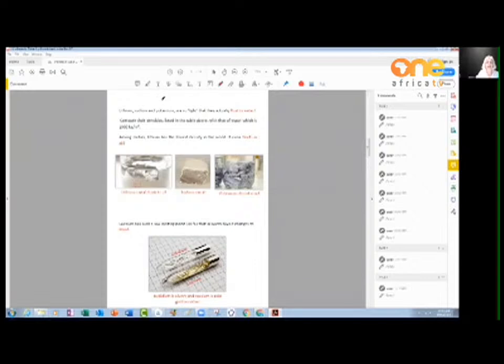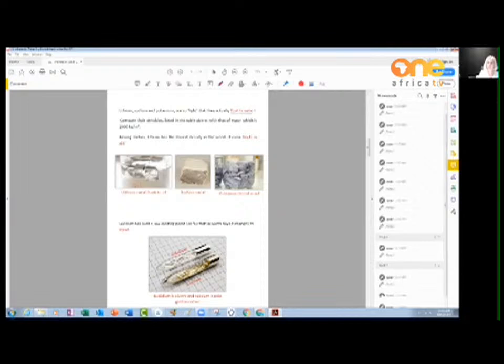And what else is here? Lithium, sodium, and potassium are so light that they actually float in water. Yes, they float. All of these first three float in water, but lithium floats even in oil. Here we see it floating in oil.